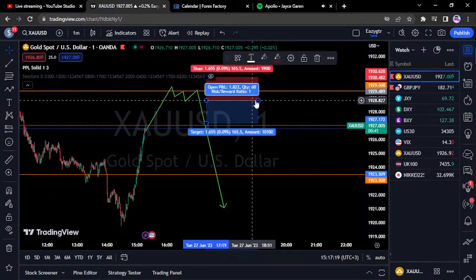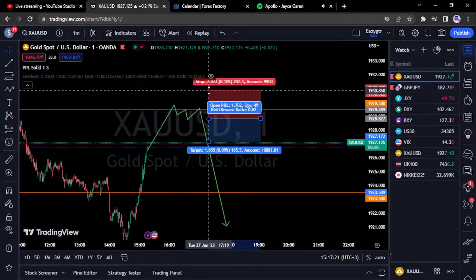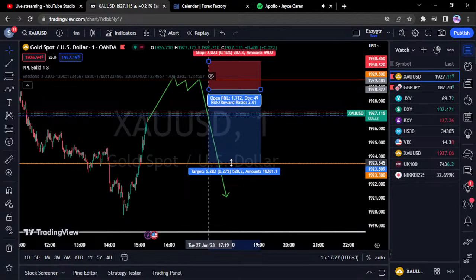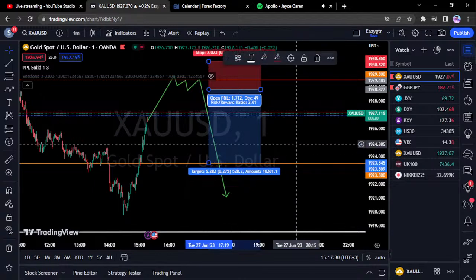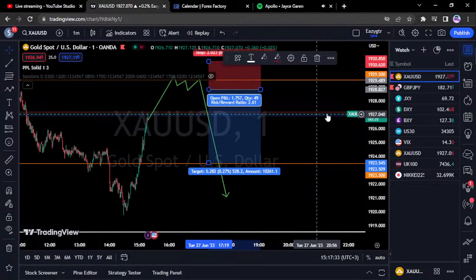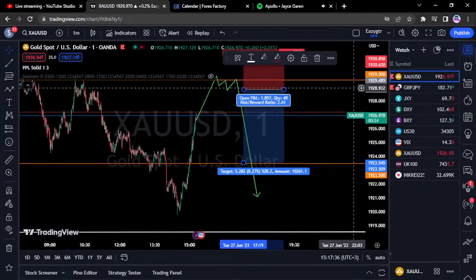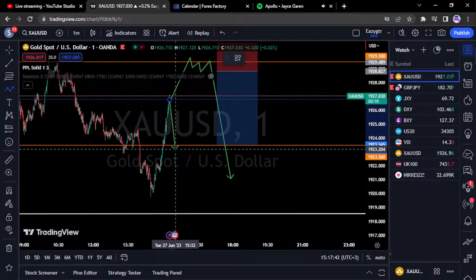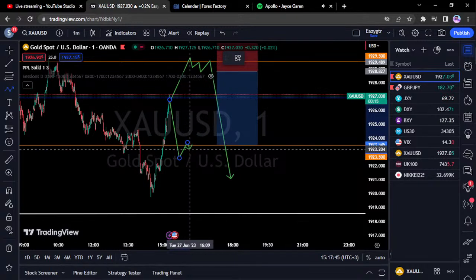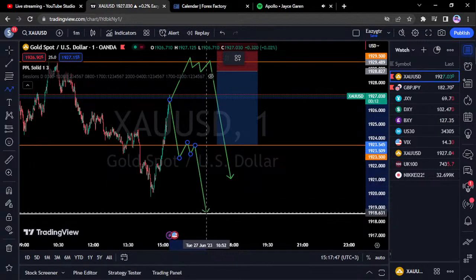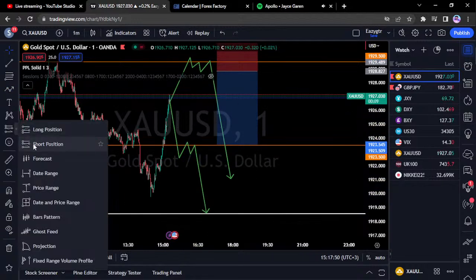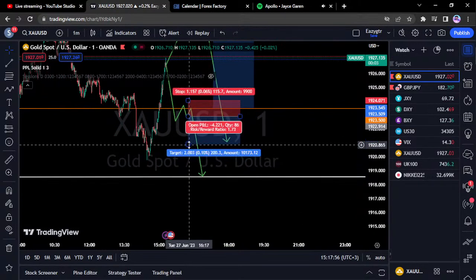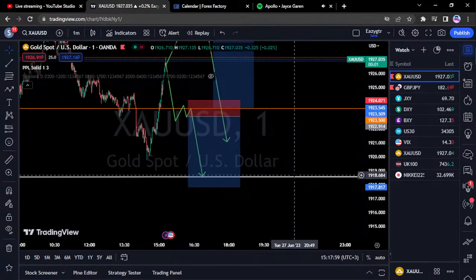These are some of the entries I'd take. Also remember that there is no holy grail in trading, and you can't expect to have 100% wins every day. Just take what the market gives you and call it a day. So these are the two setups that I'm looking to capitalize on. If the market doesn't give me these setups, I'll just call it a day and come back tomorrow for better entries.